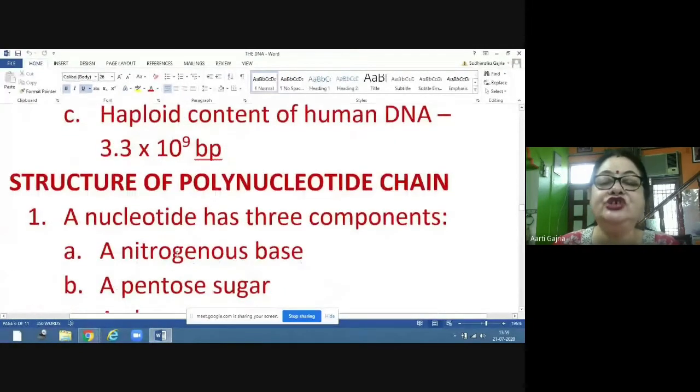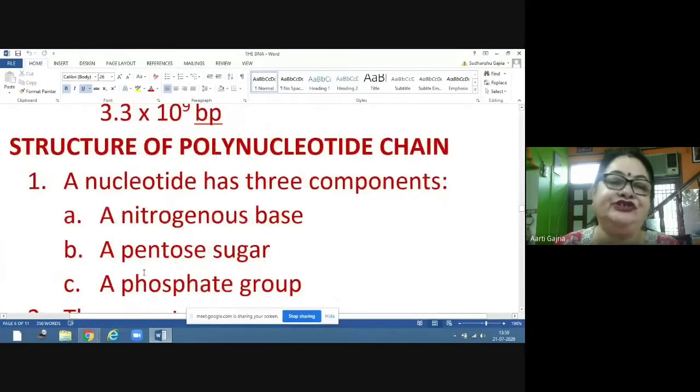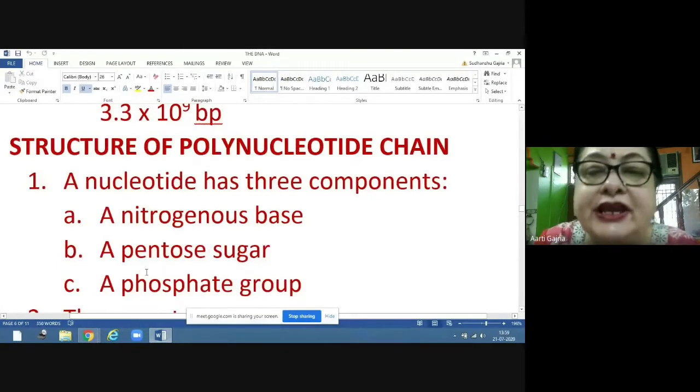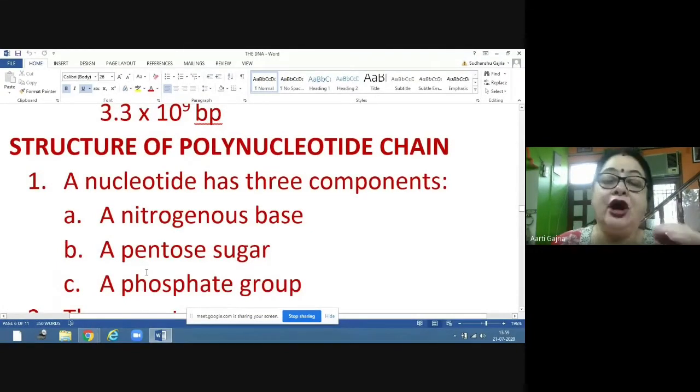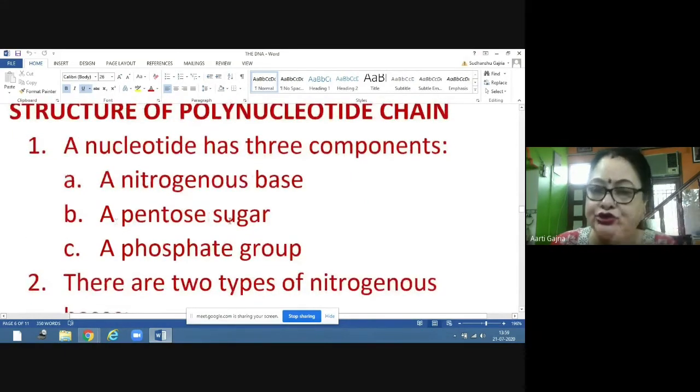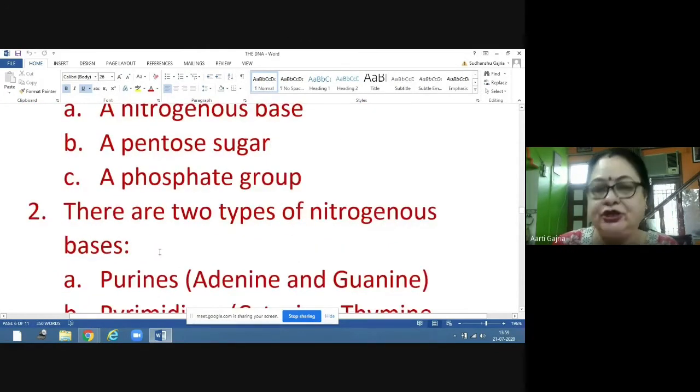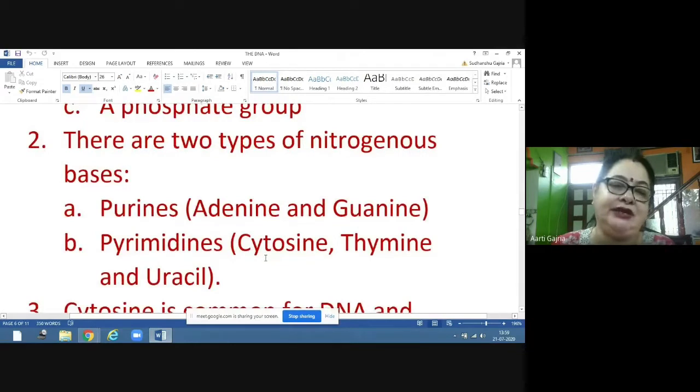Now, structure of a polynucleotide chain. As we said, DNA is a polynucleotide. Now, each single unit of DNA, this nucleotide, has three components. What are these components? A nitrogenous base, a pentose sugar, and a phosphate group. Now, these nitrogenous bases are of two types, purines and pyrimidines.